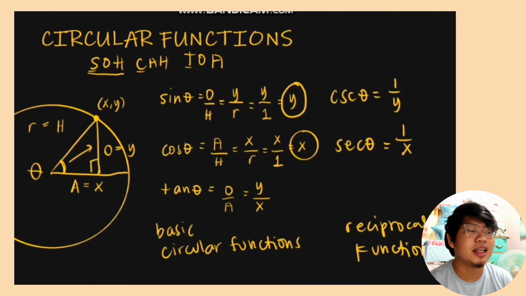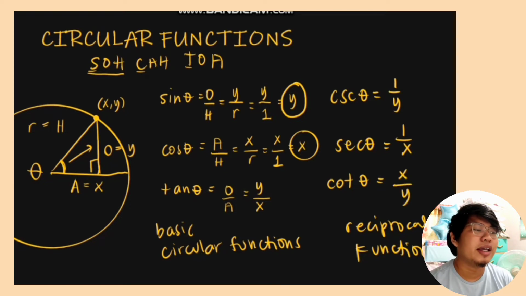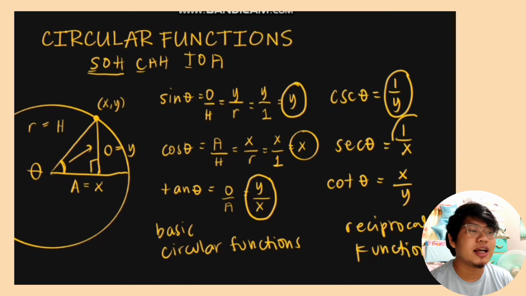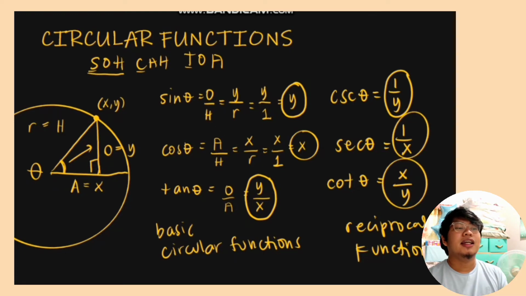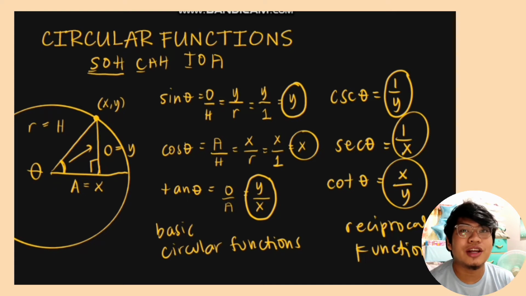And then, for tangent theta, y over x, we have cotangent theta for reciprocal function. And then, ang kabaligtaran is x over y. So, nakuha na natin yung 6 circular functions. We have the sine, cosine, tangent, cosecant, secant, and cotangent theta. So, there you go. Those are the 6 circular functions.